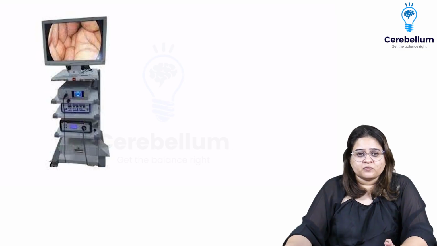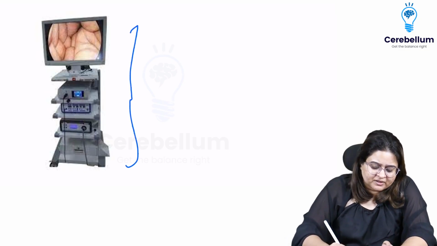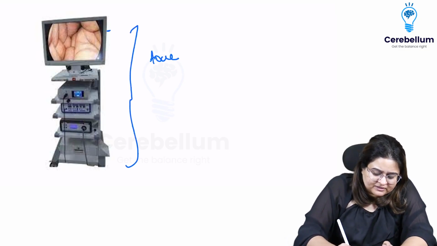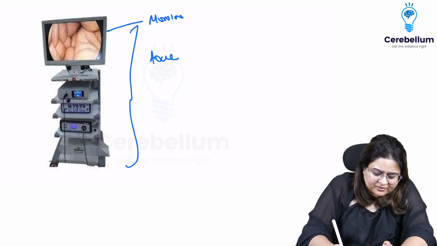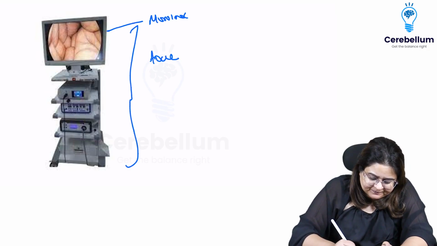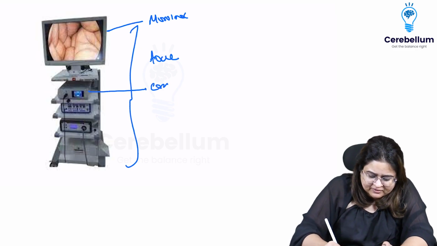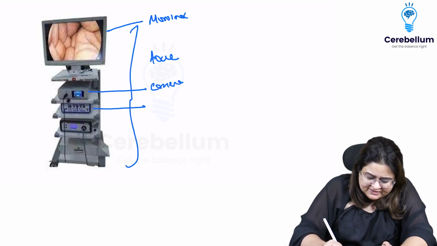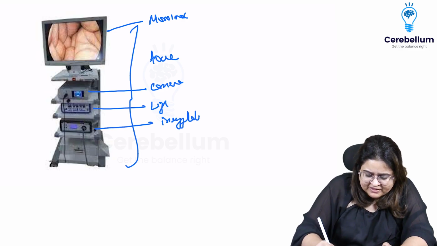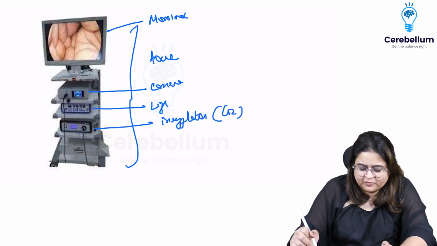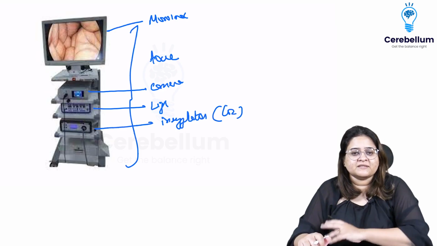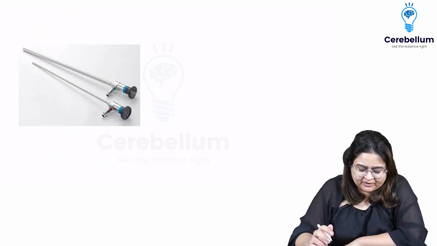Now coming to laparoscopic instruments. This is the laparoscopic tower, okay, which has the monitor on top. It has the camera apparatus here. It has the light source here. It has the insufflator, the gas. Carbon dioxide is the gas we use in laparoscopy. It is the insufflator which supplies the gas to the abdomen.